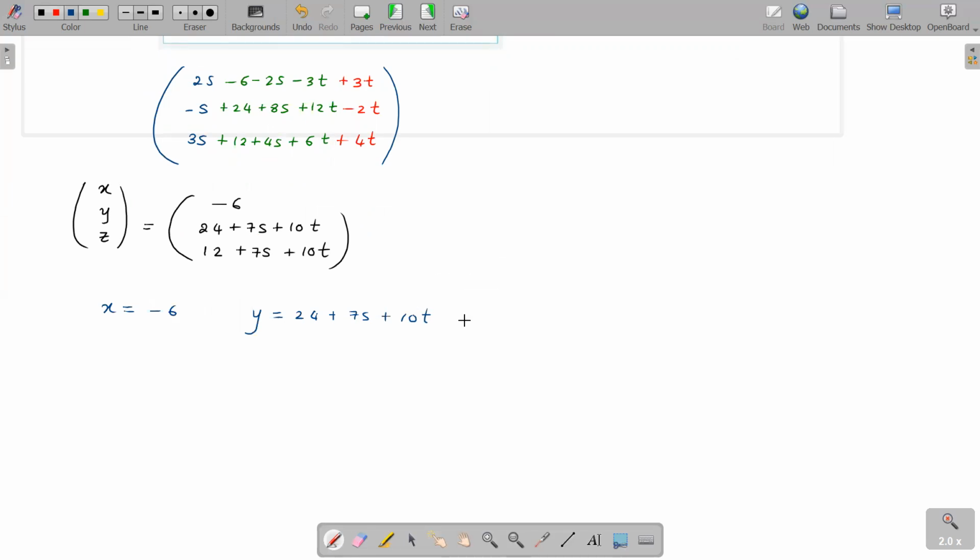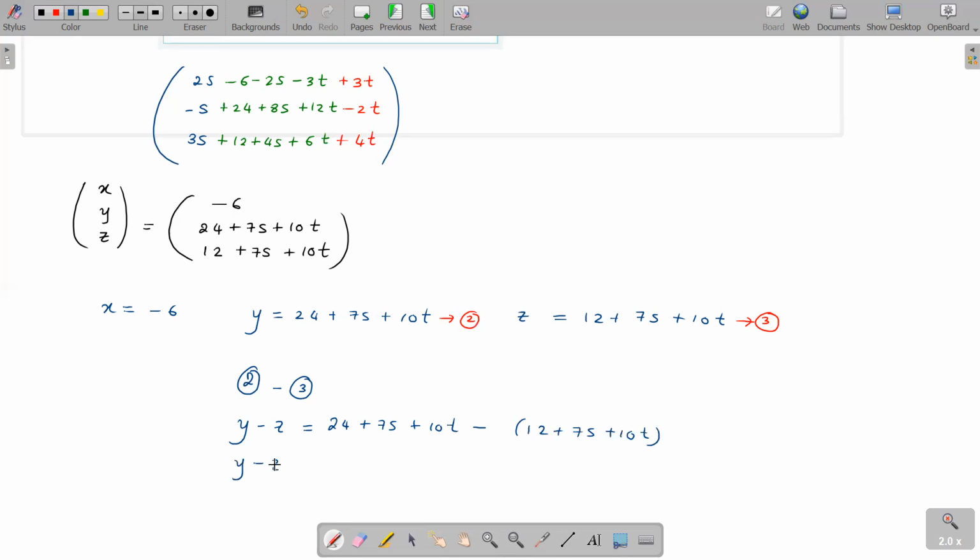I think you can see we can take a pair of simultaneous equations. Y minus 24 equals 7s plus 10t. The next one, z equals 12 plus 7s plus 10t. I think both of these equations are having 7s plus 10t, right? Shall I subtract the two equations? Equation number 2 and 3, I think if we subtract, we can get rid of the s and t, right? Yeah, 2 minus 3, y minus z equals, can you tell me, 24 plus 7s plus 10t, you will subtract 12 plus 7s plus 10t. What happens? You get here y minus z equals 24.